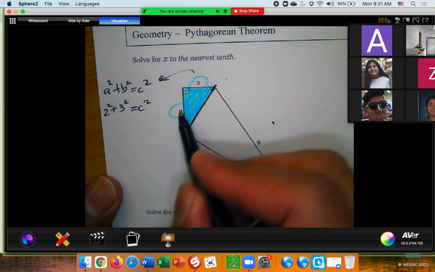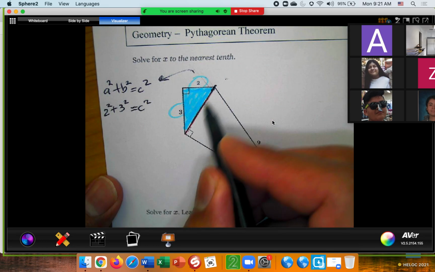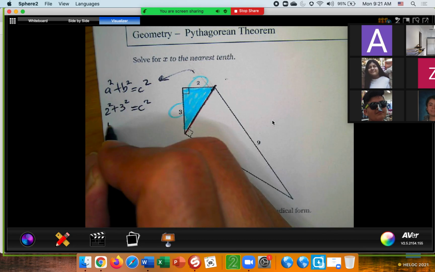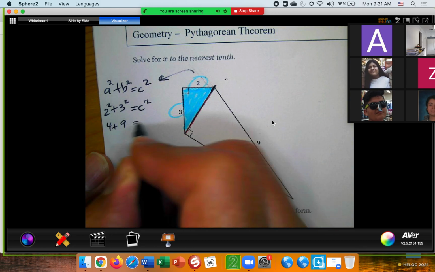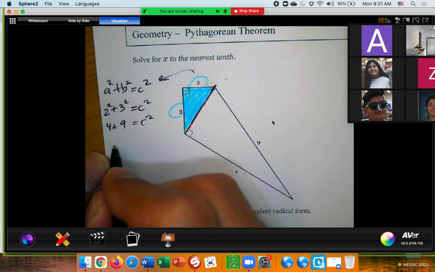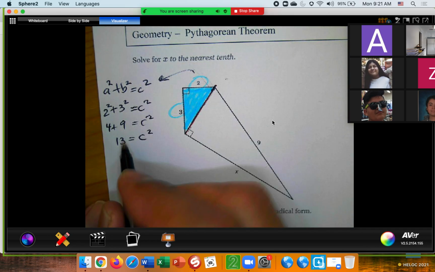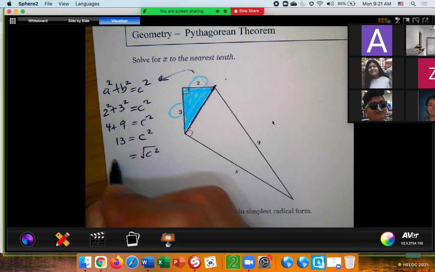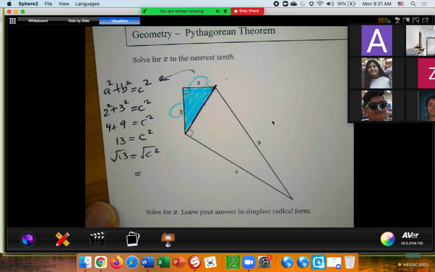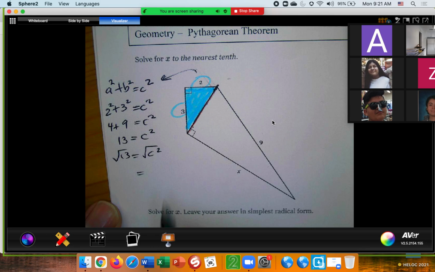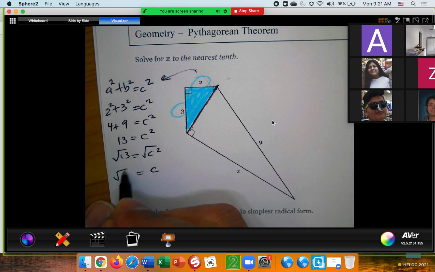You start with the triangle that has the two given sides. You find the third side. So it'll be 4 plus 9 equals c squared. That'll be 13 is equal to c squared. You take the square root of both sides. Okay, so we get c is equal to the square root of 13.